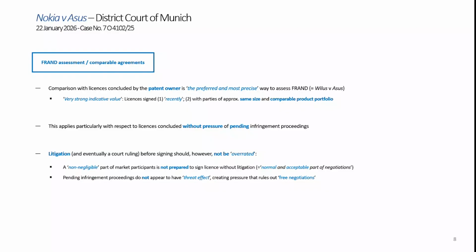Now, a fundamental question here is how to do this exercise, how to do this assessment of whether the offer has been FRAND or not, has been within the FRAND range or not, which methodology should be used. And here the court very clearly opted in favor of the comparable licenses approach. The court said the comparison with licenses concluded by the patent owner is the preferred and most precise way to assess FRAND. And this is something that the court had already said in the Wilus versus Asus decision, which was delivered previously here in Munich.